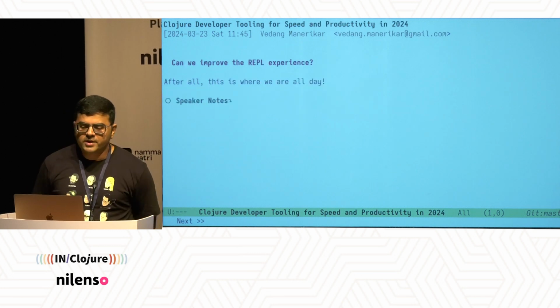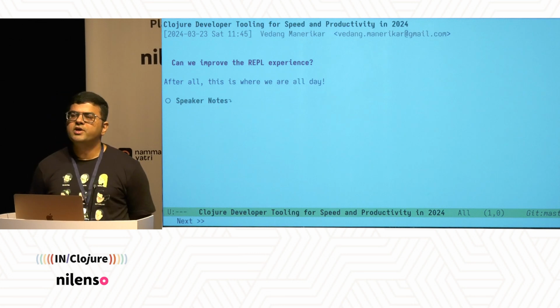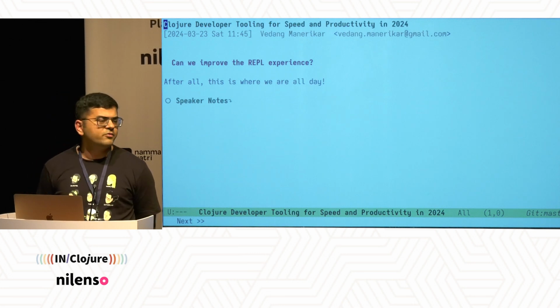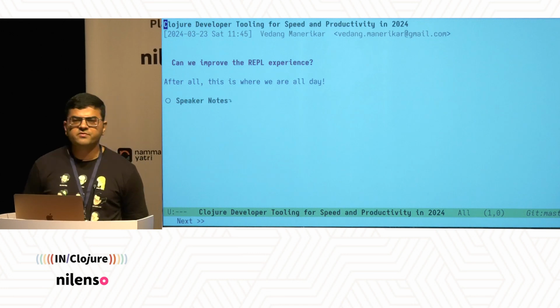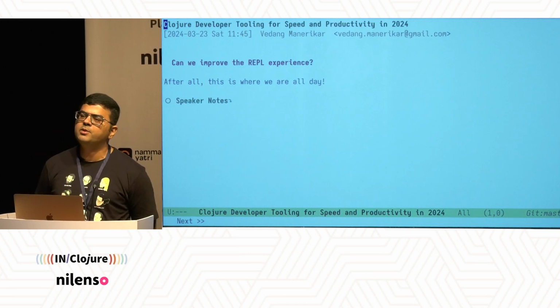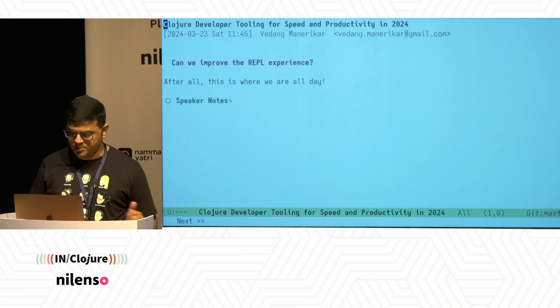Okay. So can we improve the REPL experience? We are in the REPL all the time, right? What are we doing to make the best use of it? If we can improve the REPL experience by even 1%, I feel like we'll be far more productive Clojure programmers.